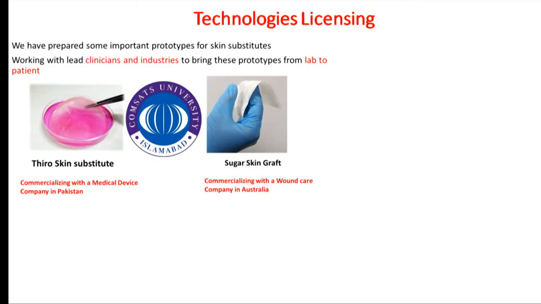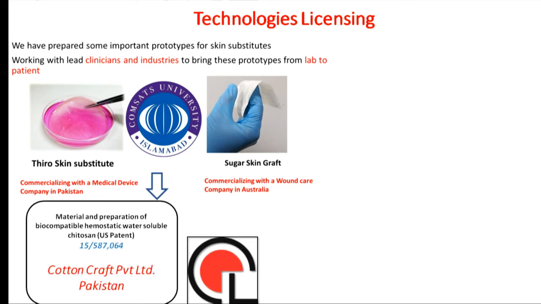So, well, that's the concluding slides of what we have done so far with our research. We have developed two types of skin substitutes. One is the thyro skin substitute, and I'm calling the other the sugar skin substitute. This thyro has been licensed to Cotton Craft for manufacturing. We have a patent on this, and they are planning manufacturing after necessary approvals.